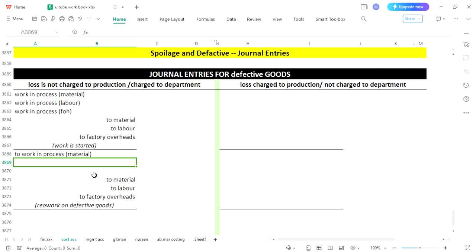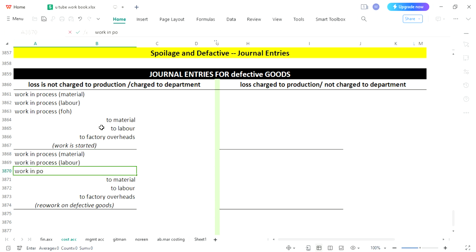Then you have used labor again. So work in process labor. Labor spellings are not okay. So work in process labor, and here 2 is not present. That is Excel playing with me. And thirdly, you will use your factory overhead. So what you will get is work in process FH. So in this way you will complete your entry.